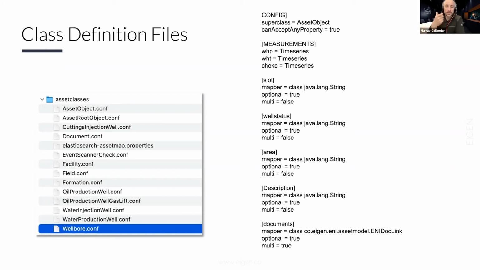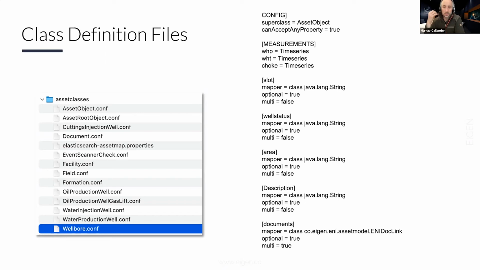Then we've got the data type. So is it a string? Is it a date? What else is it? And one of the interesting ones at the end is the document class, in that we have an Eigen Ingenuity document link. And that tells us how to handle URLs, things. Now, you don't need to use the class file to build the data model.